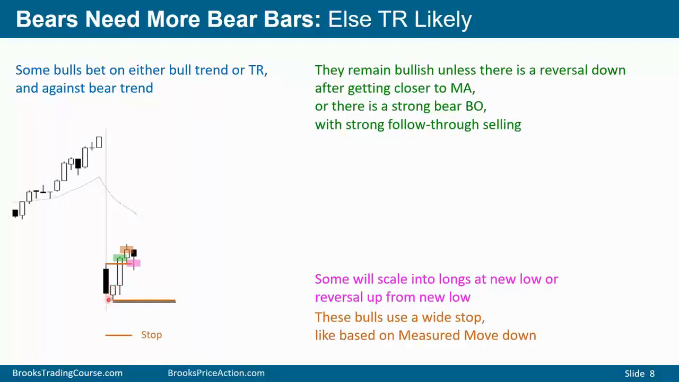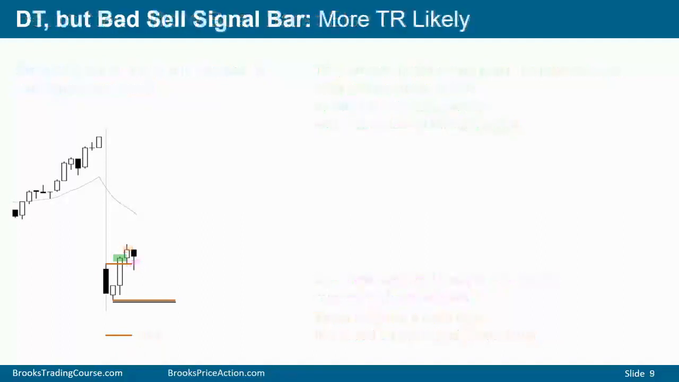Those bulls who are looking to buy at this low will use a wide stop, maybe based upon a measured move down from the height of this opening range. Maybe even further. The bulls who bought, for any reason, here or here or here, now have a new low. Most traders who bought for any reason would stop themselves out below the low of the buy signal bar. Aggressive bulls would, in fact, buy more.